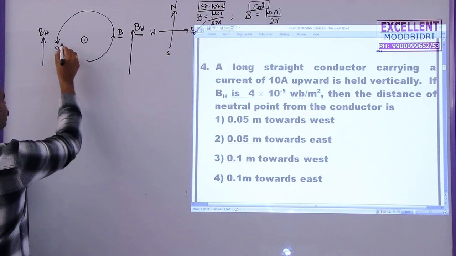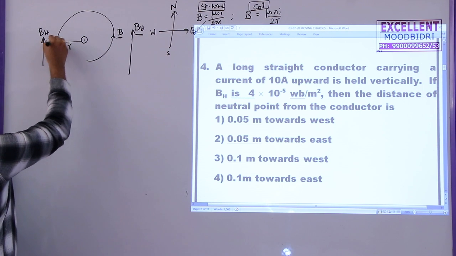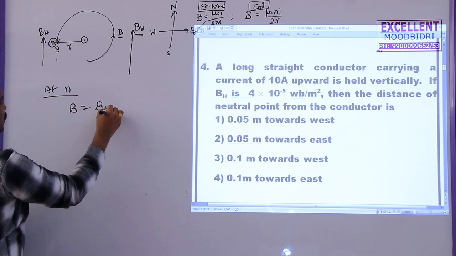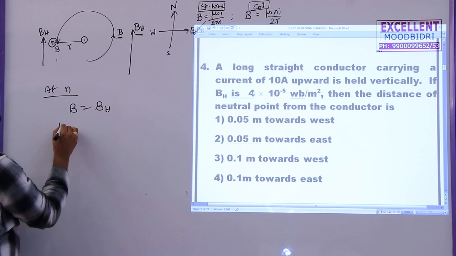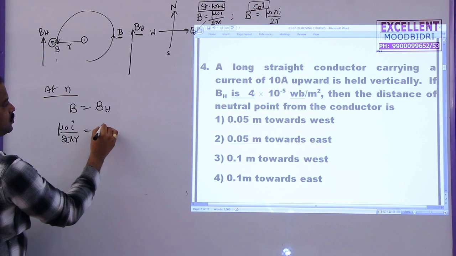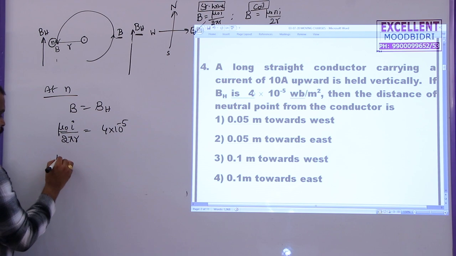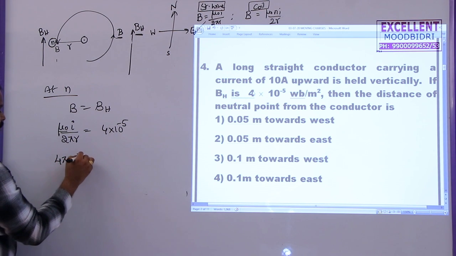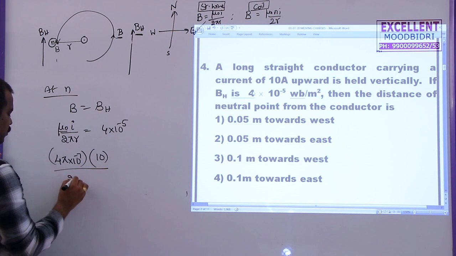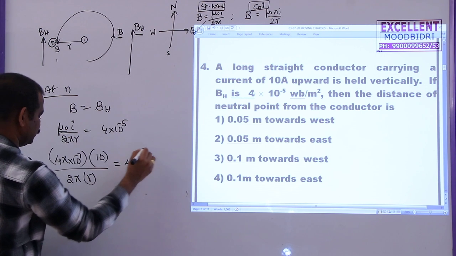So what is the distance of the nodal point? They are asking for the distance from the wire. Here at this point, let us say the nodal point is N. B is equal to BH, and B is equal to mu naught I by 2 pi r, which is equal to BH, which is 4 into 10 power minus 5. Mu naught is equal to 4 pi into 10 power minus 7. The current flowing through this wire is 10 amperes, divided by 2 pi r, which we are finding here.